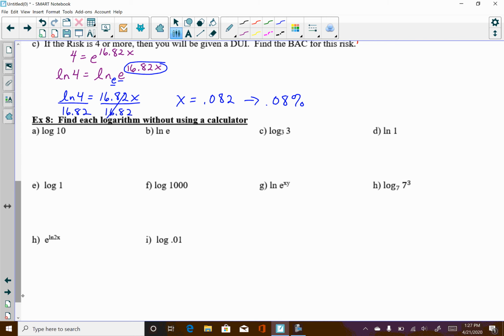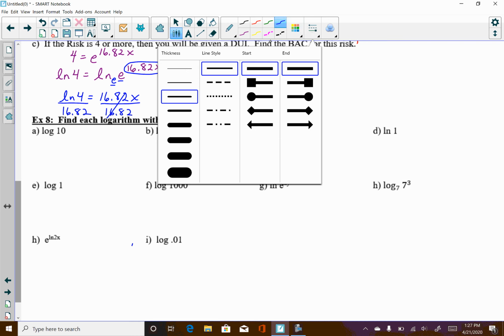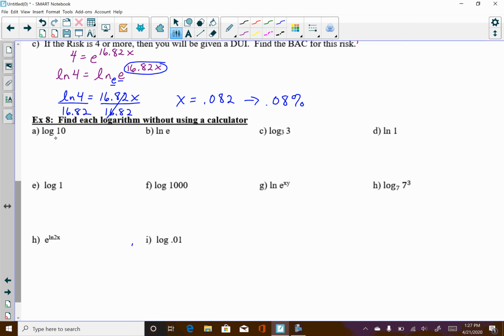For example, in letter A, the log of 10. Remember, since it's common log, it is considered to be base 10. So we're saying 10 to the what power equals 10. Hopefully you agree, x equals 1. Technically I didn't have to do that, right? Because base and argument match up, so the answer is the exponent up there. So x equals 1.